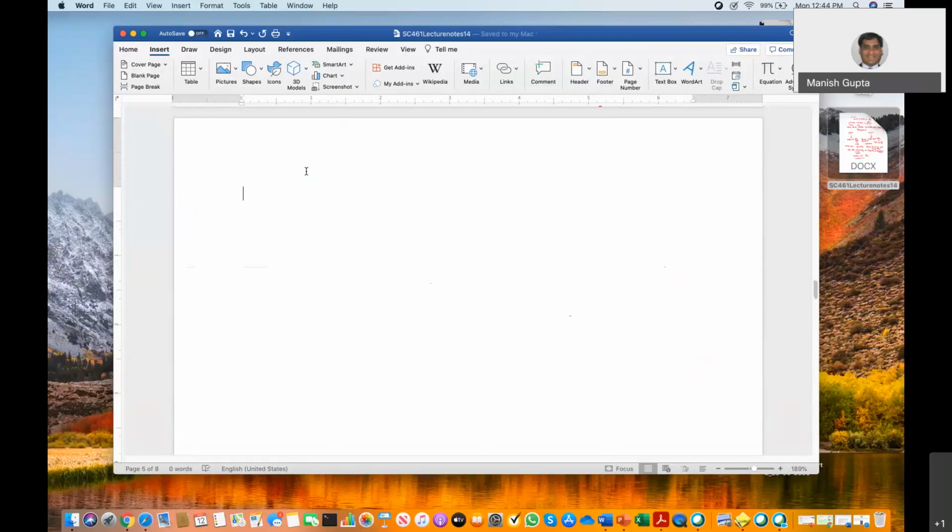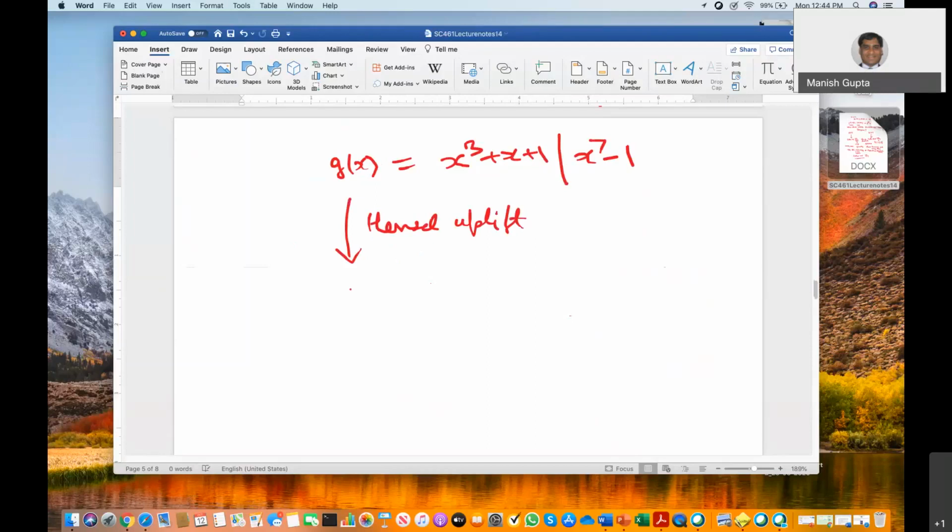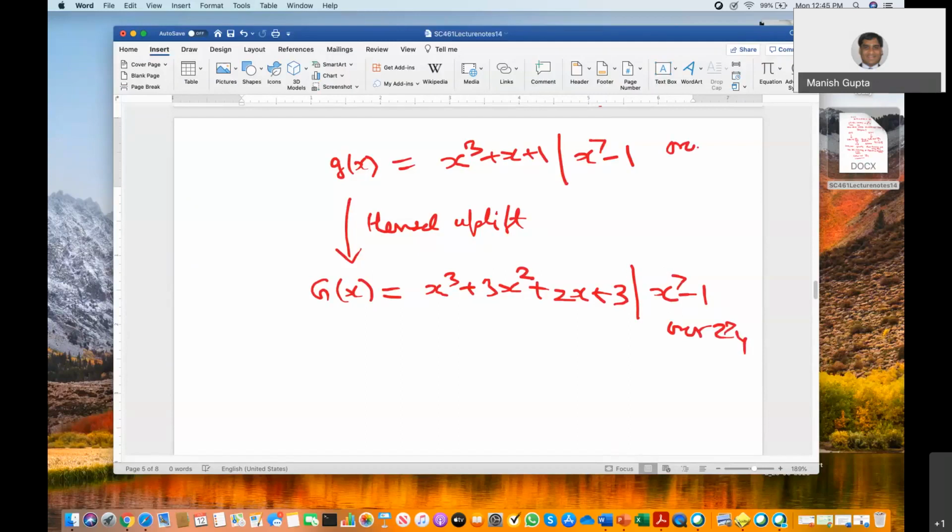So in order to do this, what we do, take the generator polynomial g(x) as x cube plus x plus 1, which divides x raised to the power 7 minus 1. This is the generator polynomial for the Hamming code, right? So what we do, we uplift it. It is known as Hensel uplift. Capital G(x), which is the polynomial x cube plus 3x square plus 2x plus 3, which divides x raised to the power 7 minus 1 over Z4. This is over Z2. There is a difference.